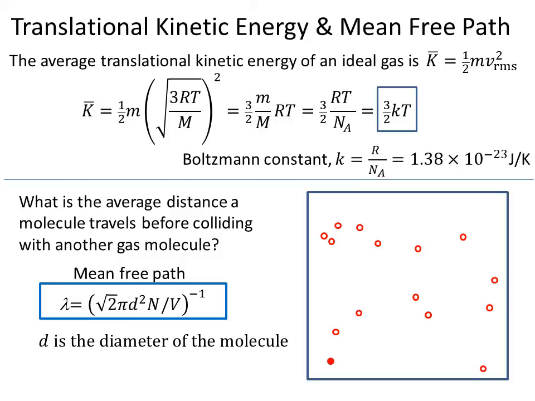d is the diameter of the molecule, so if you increase the diameter of the molecule, then 1 over d squared gets smaller, which reduces the mean free path as you should expect, because if you make the molecules very large, it's very likely that they'll collide. Similarly, n is the number of molecules, so that 1 over n gets smaller as you increase the number of molecules, and again, the mean free path goes down as you add more molecules into the box.